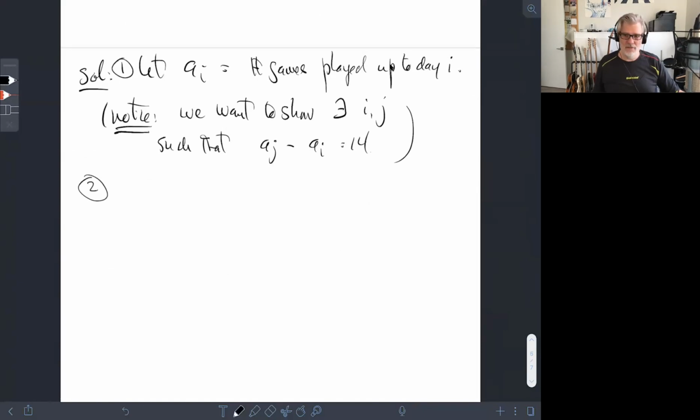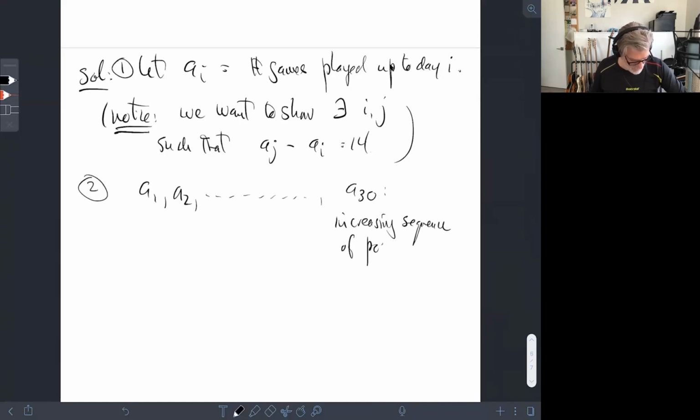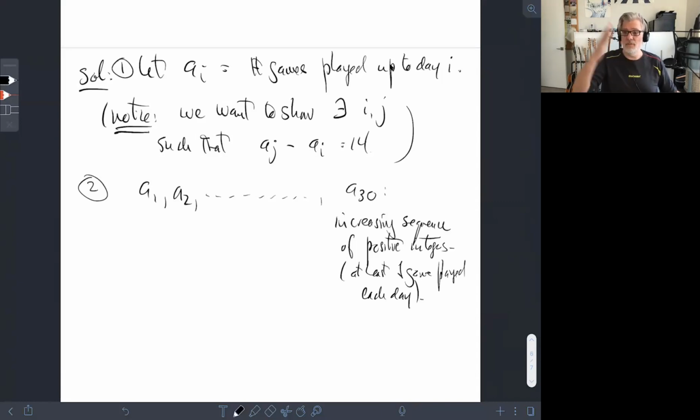Second ingredient. Look at the numbers A1, A2, right up to A30. These are positive integers, and it's an increasing sequence of positive integers, because they have to play at least one game each day. So it guarantees that these numbers are actually going up. They have to increase.